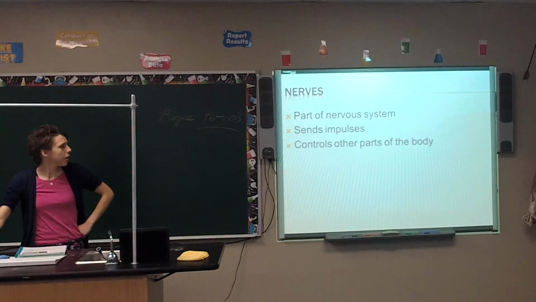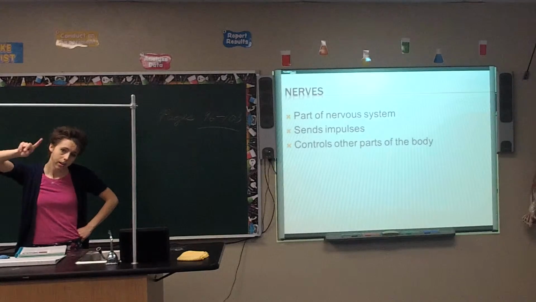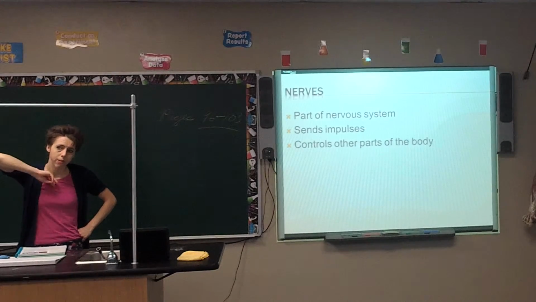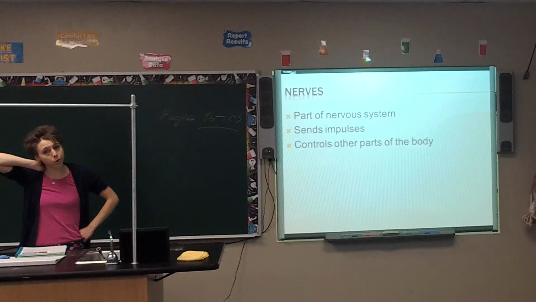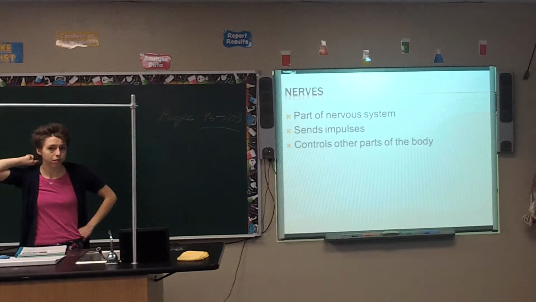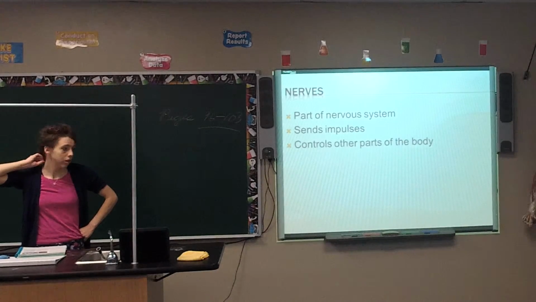So nerves, these are part of the nervous system. Remember there are two parts to the nervous system, what are they? Central nervous system and peripheral nervous system. They also send impulses. What do we call the impulses? What does that mean? The electrical messages, good job.